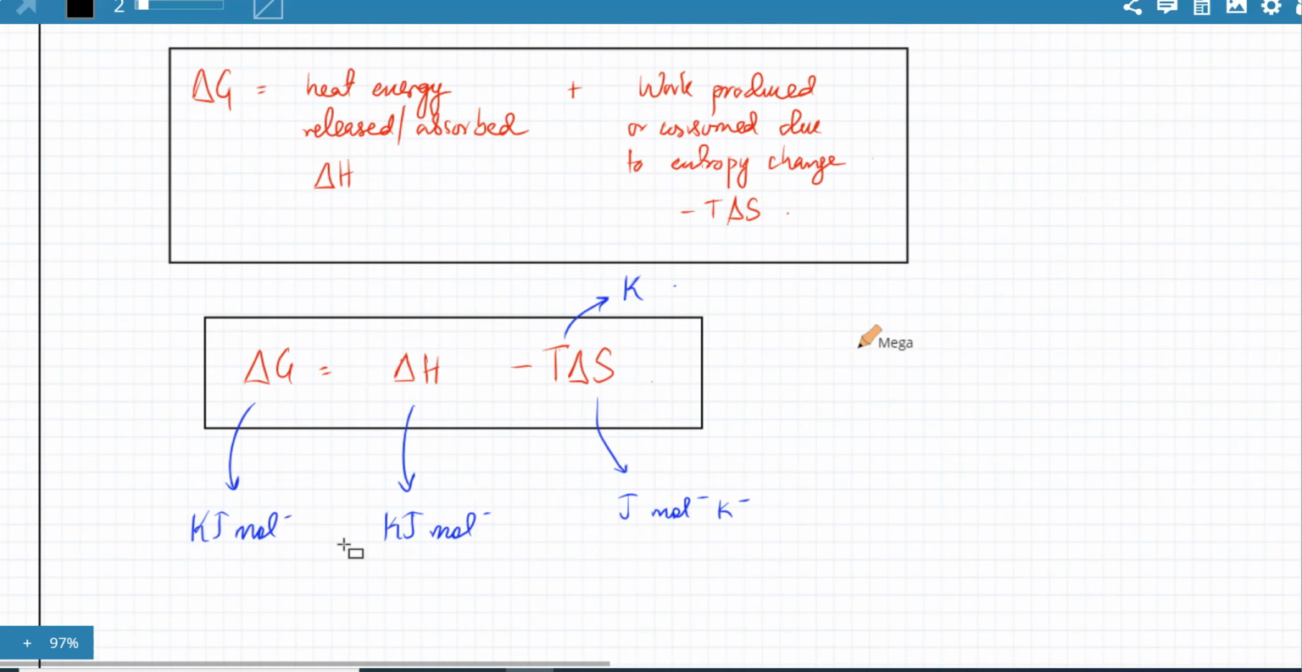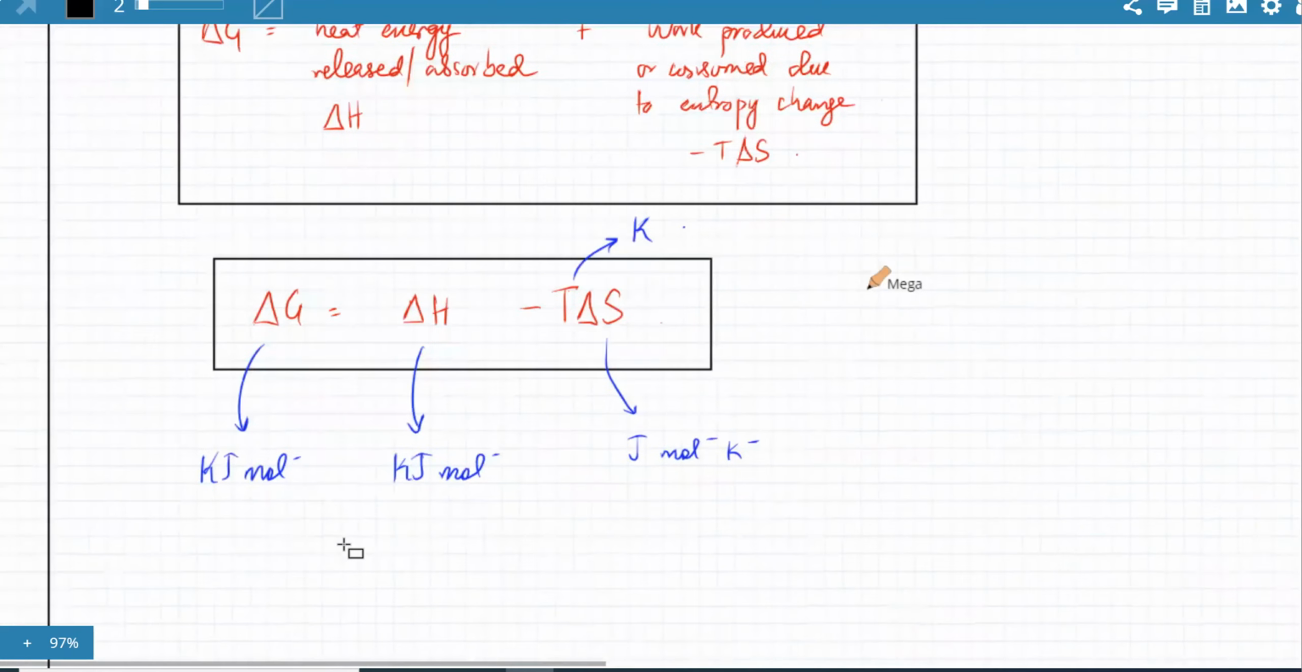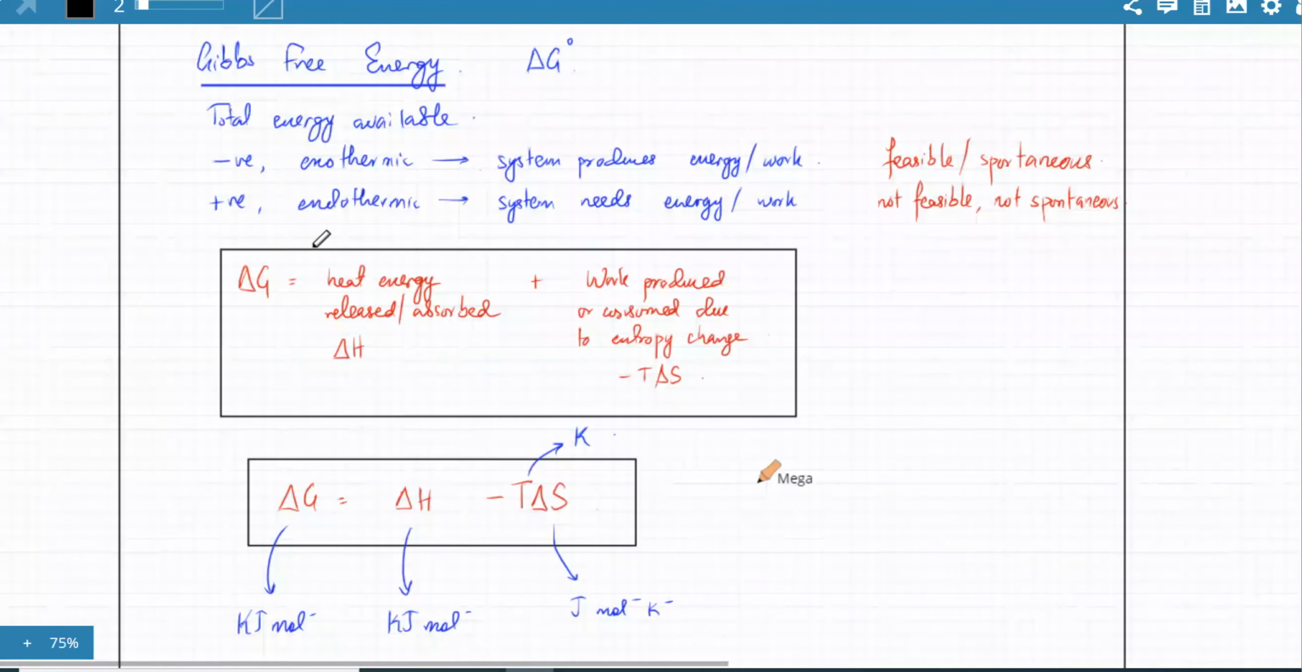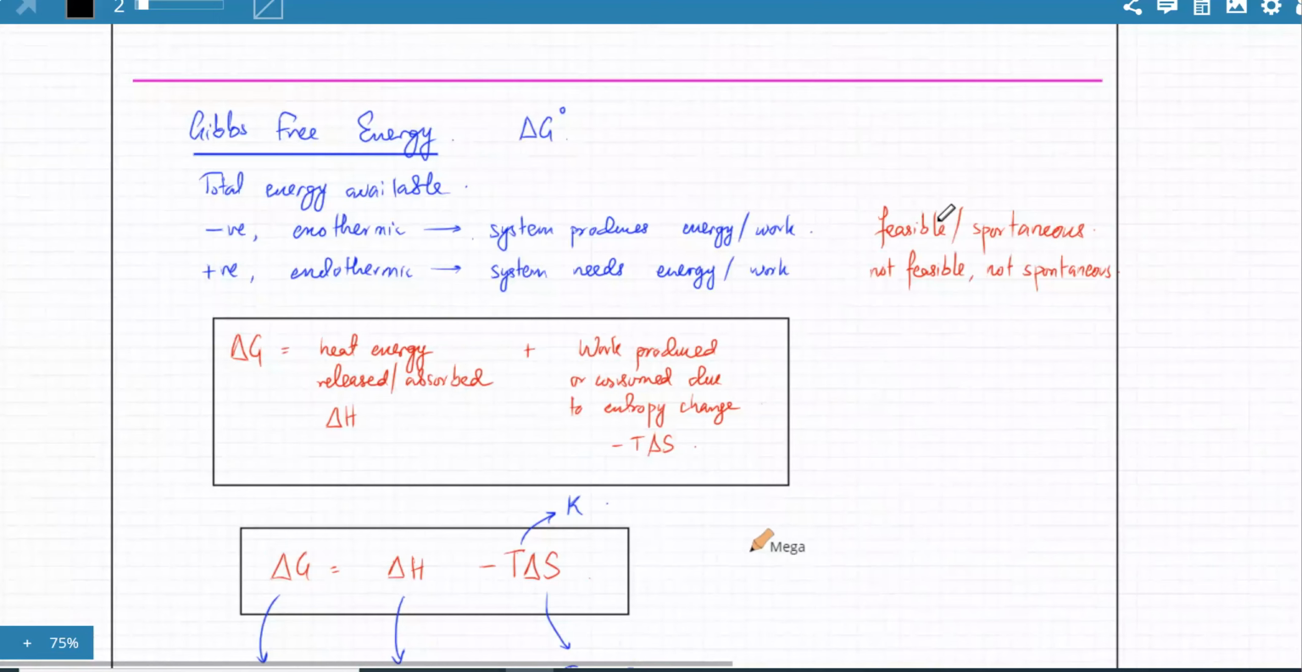Is this clear, this formula? Yes. Okay, so remember this formula. You can use this formula in two ways. One question would be that you would be asked to use these input values. Like you have the enthalpy change of a reaction, you are given temperature, and you have the entropy change as well. So you put in these values, you got delta G, and you're going to figure out that if it's negative, that means that the system is feasible. It's spontaneous. It doesn't need your help. If it comes out to be positive, that means it requires energy, and if you don't give it energy, it's not going to work. So it's not feasible, and it's not going to be spontaneous.